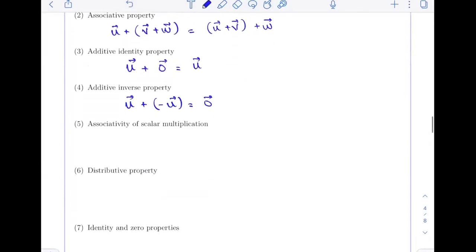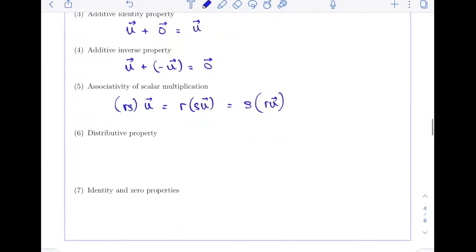The fifth property is the associativity of scalar multiplication. That means when you have r times s, and then multiply that with u, it is equivalent to scaling the vector u using s first and then multiplying with r, or scaling u by r and then by s later. You should get the same answer.